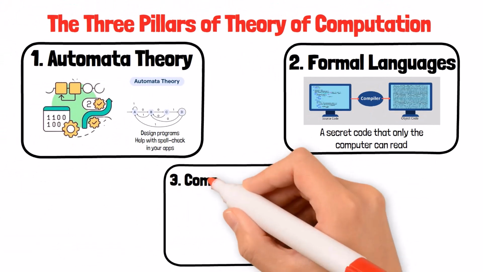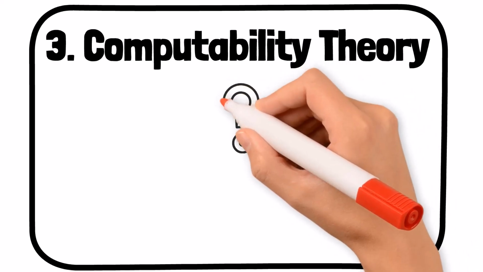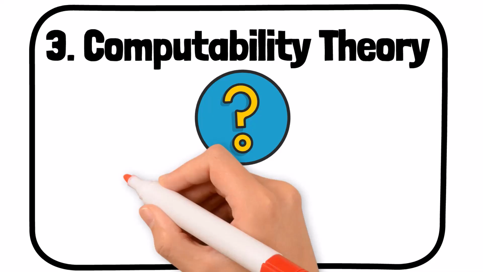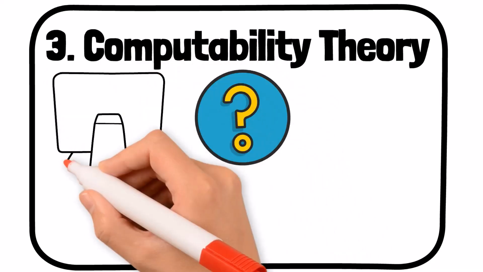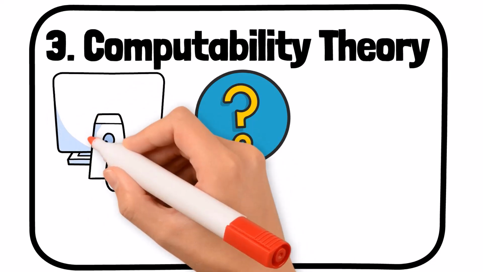3. Computability theory. Now comes the big question. Are there problems that a computer can never solve, even with unlimited time? Yes! Some problems are just too tricky or impossible for machines. Computability theory helps us find out where the computer's limits are.